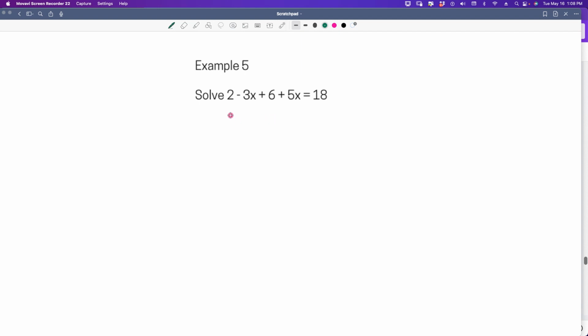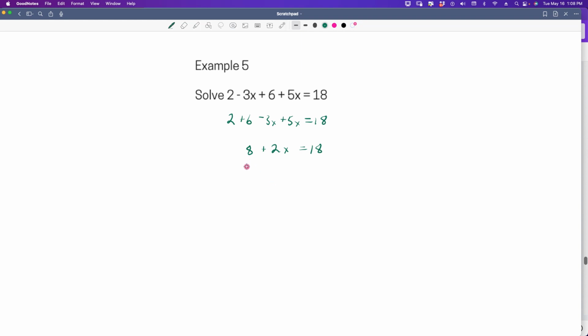Let's rewrite it. 2, and then I have a positive 6, a negative 3x, and then positive 5x. So now that they're grouped together, it's easier to combine like terms. 2 plus 6, that's 8. And a negative 3 and a positive 5. 5 is the larger number. So 5 minus 3 is 2. And because the larger number is positive, there's going to be a positive 2x is equal to 18.